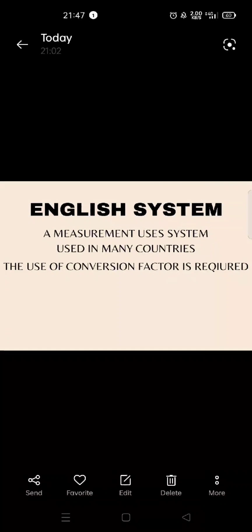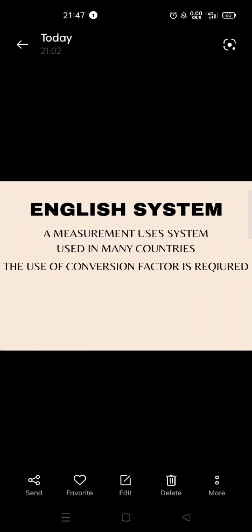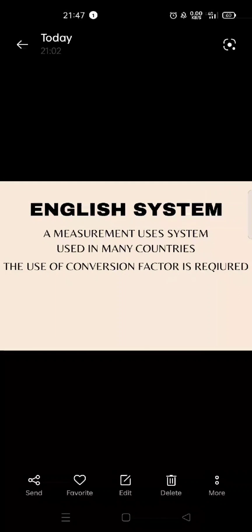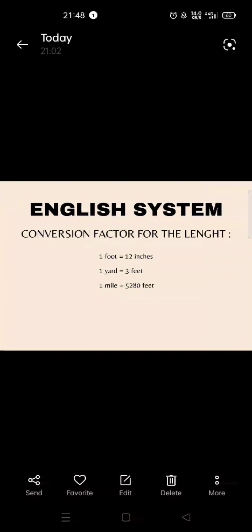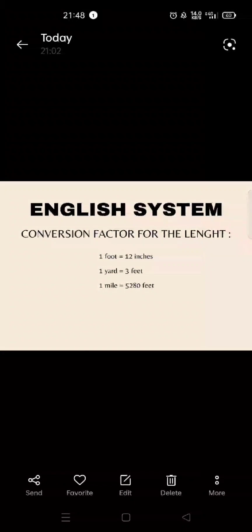And the next one is the English system. It is a measurement system used in many countries. The use of conversion factors is required. The conversion factors for the length: 1 foot is equals to 12 inches. 1 yard is equals to 3 feet. 1 mile is equals to 5,280 feet. And here are the conversion factors for the weight. 1 pound is equals to 16 ounces and 1 ton is equals to 2,000 pounds.